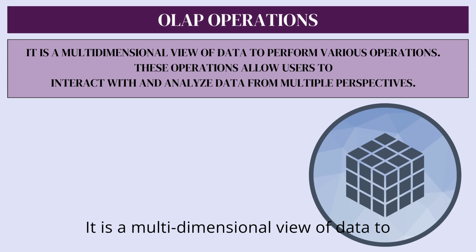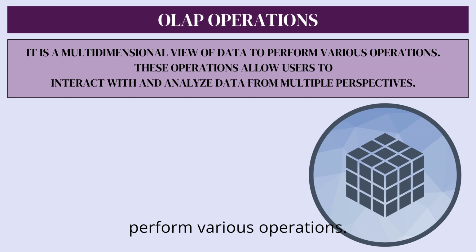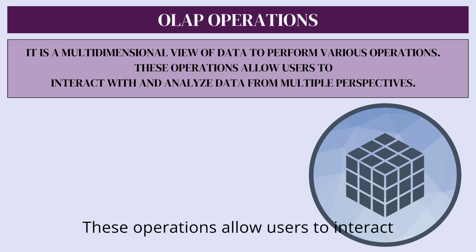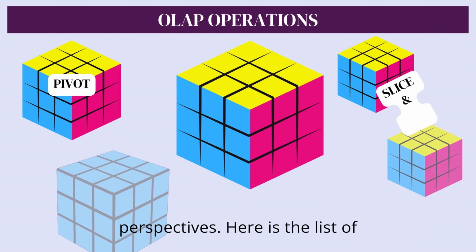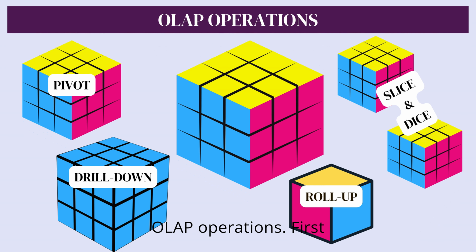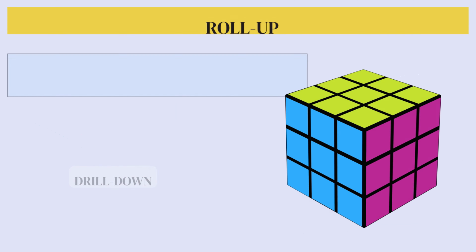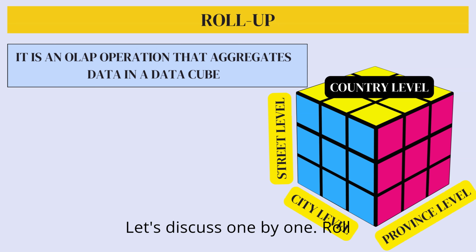Let's discuss OLAP operations. It is a multidimensional view of data to perform various operations. These operations allow users to interact with and analyze data from multiple perspectives. Here is the list of OLAP operations. First is rollup. Next is drill down. Then comes slice and dice. And finally pivot, that is, rotate. Let's discuss one by one.